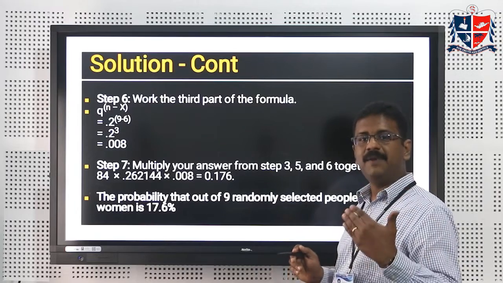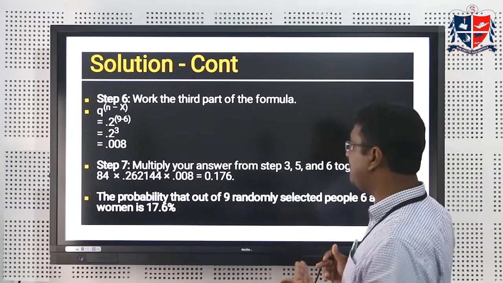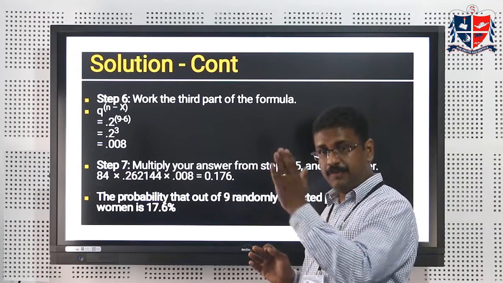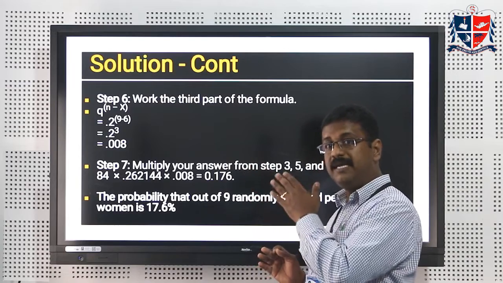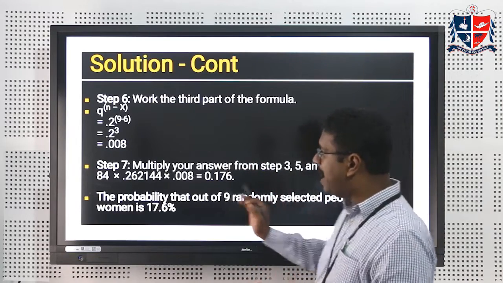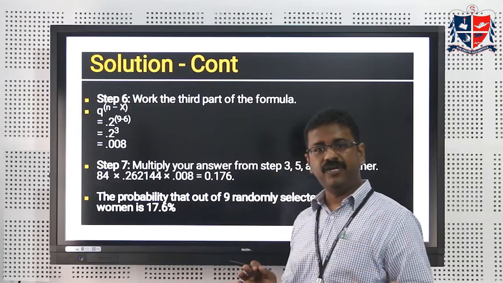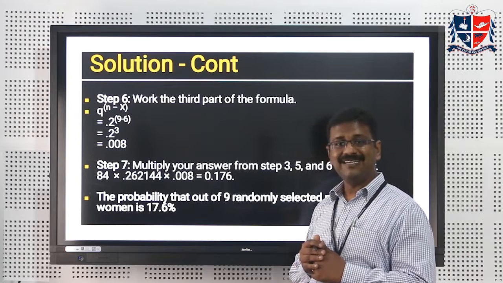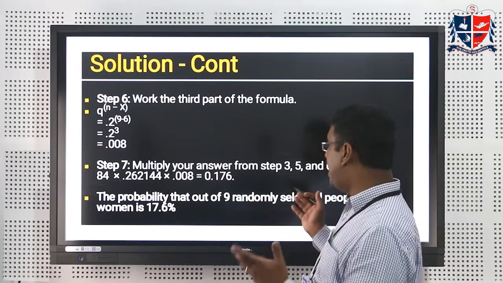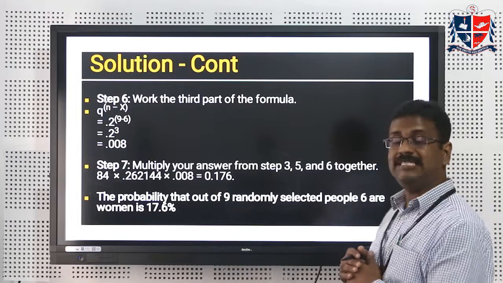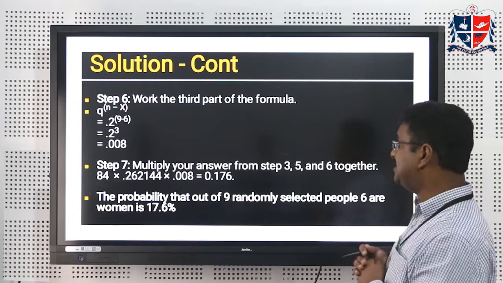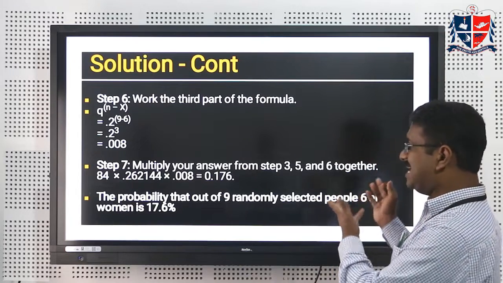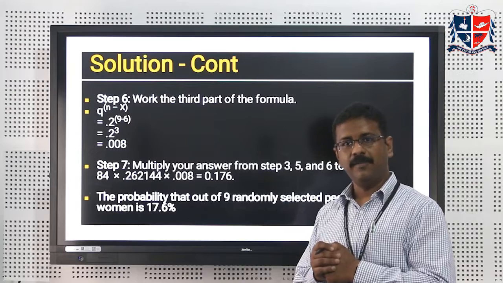Step 7, we multiply our answers from step 3, step 5 and step 6 together, because that completes our formula, which is nCx into p raised to x into 1 minus p raised to n minus x. When we multiply the values we have obtained together, we get our answer as 0.176, which means the probability that out of 9 randomly selected people, 6 are women is 17.6%. So that is how we solve a problem in binomial distribution.